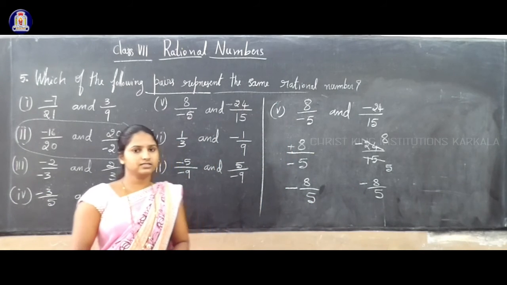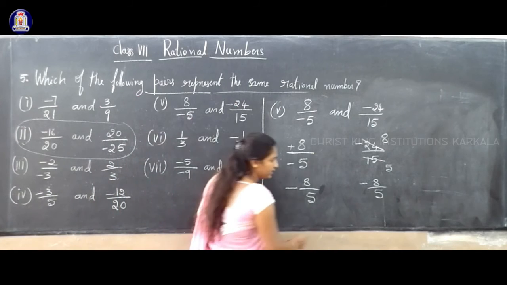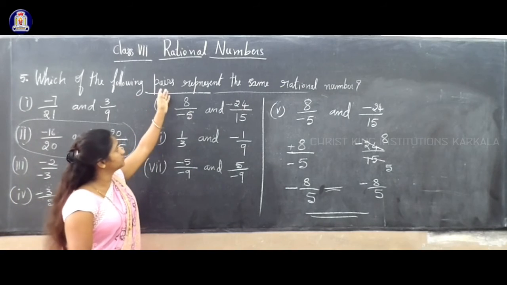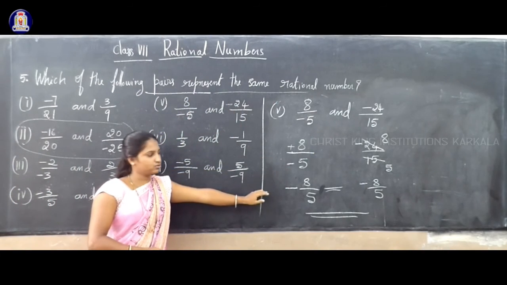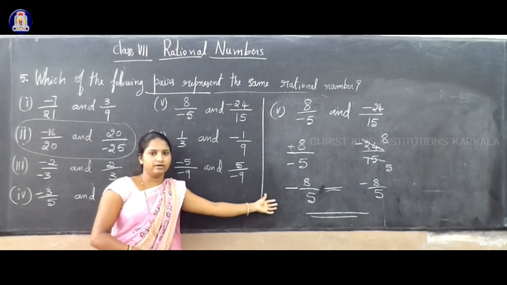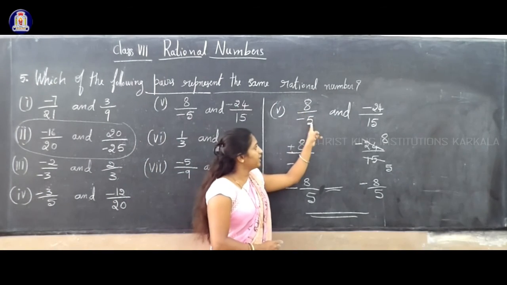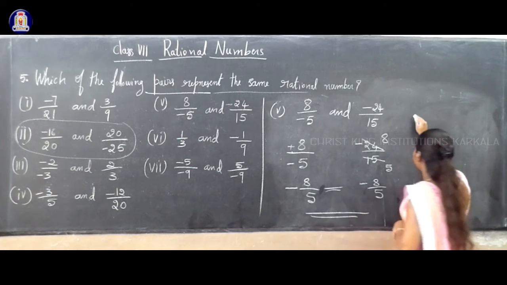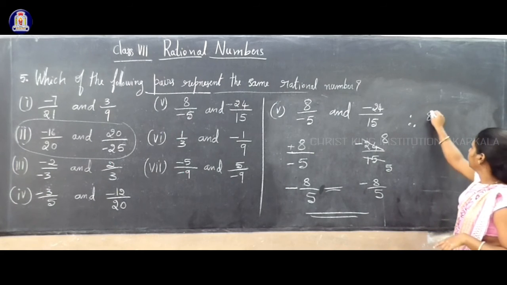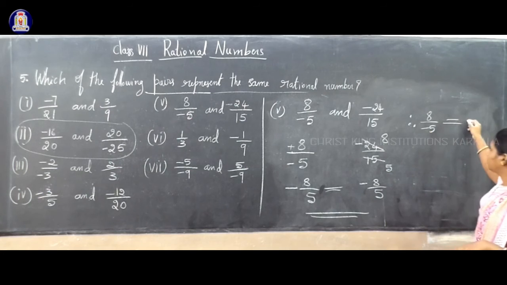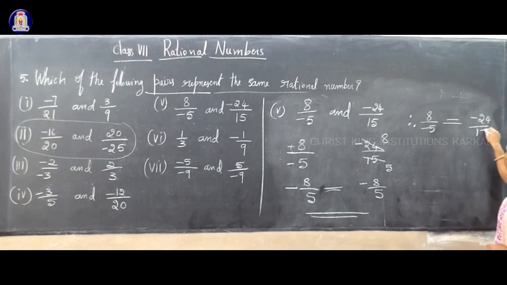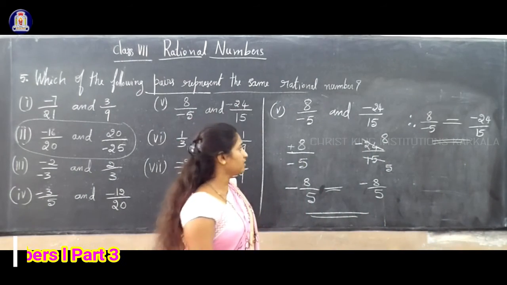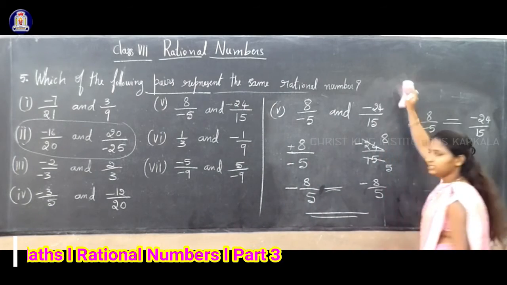Is it the same? Minus 8 by 5 and minus 8 by 5? Yes. So we can say that in the fifth question, the pair of numbers represents the same rational number. 8 by minus 5 and minus 24 by 15 are the same. If you want, you can write like this: therefore, 8 by minus 5 is equal to minus 24 by 15. So these two rational numbers are the same.